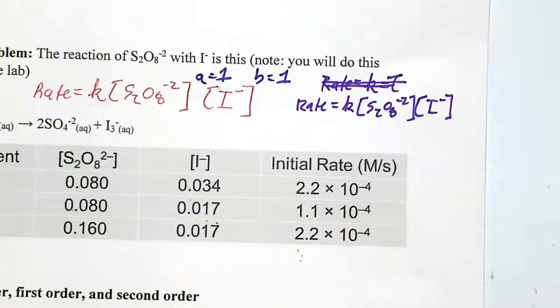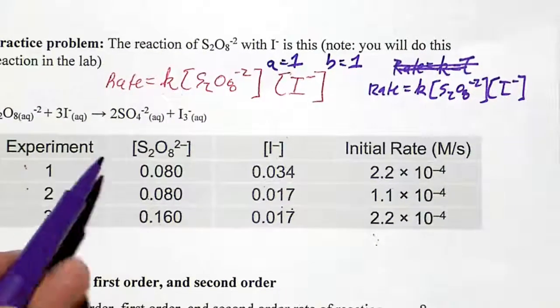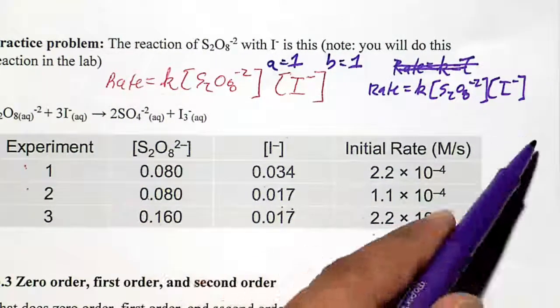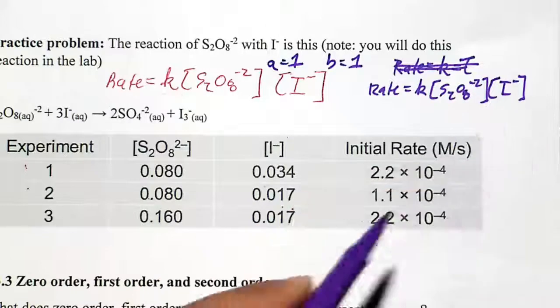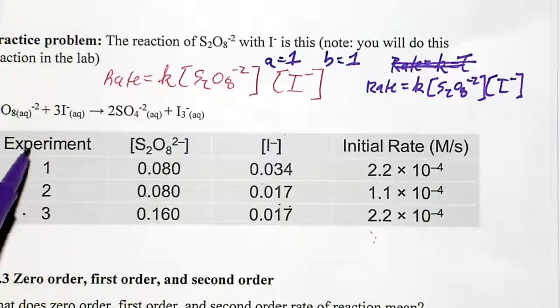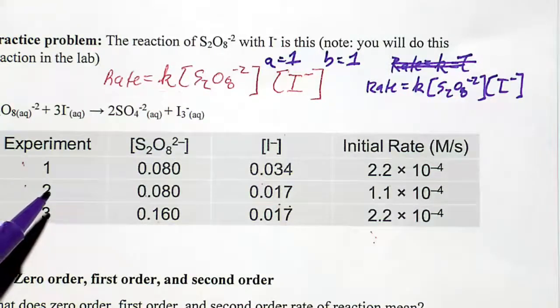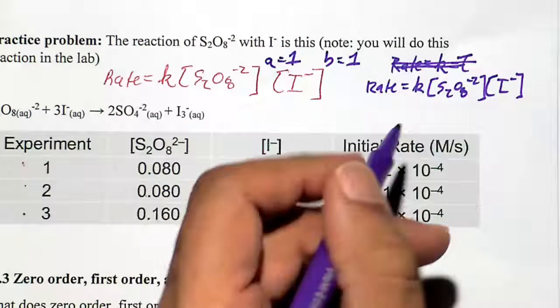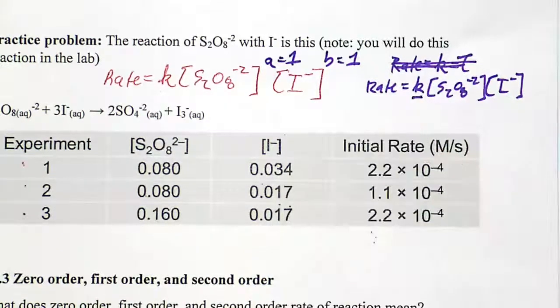Now how do we get K? We get K by plugging the concentrations from any of these experiments into this rate law. I'll just pick the third experiment. You can also pick the first or second, it really doesn't matter. Whichever one you pick, you're going to solve for K, and that will be the rate constant K. Make sure you get the proper units. It's incredibly crucial that you get the proper units for this.